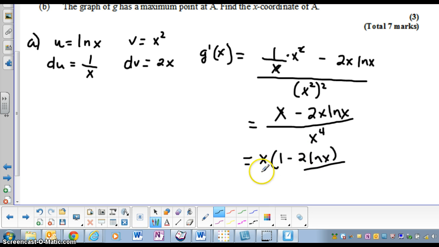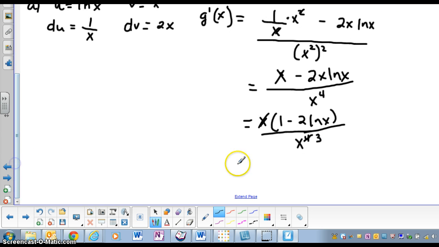Now we can cancel one of those x's since it's multiplying here. Remember, we can only cancel in a fraction when we're multiplying two things with the denominator. So one of those x's would cancel with one down here, and we'd be left with x to the third power. So our first derivative we proved is 1 minus 2 ln of x, all over x to the third.